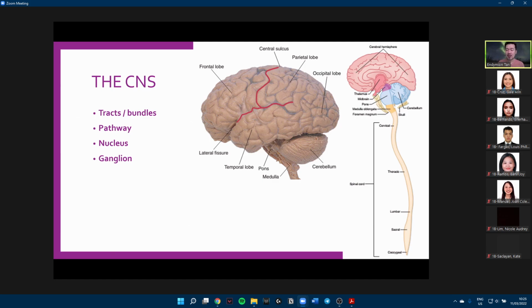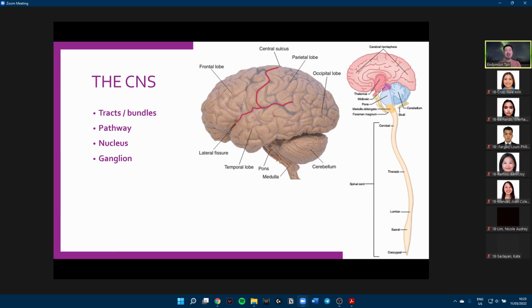Dictum number 1. All ascending tracts will have afferent or sensory in function. All ascending tracts, pataas, would have afferent or sensory in function. Dictum number 2, all descending tracts, pababa, from the brain to the spinal cord, would have efferent or motor in function. So pag ascending, afferent or sensory. Pag descending, efferent or motor in function.